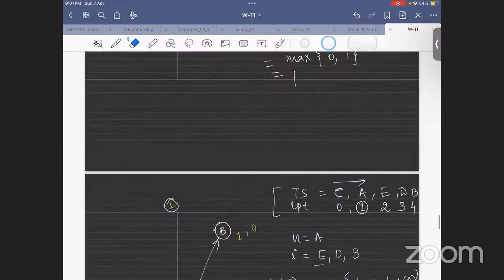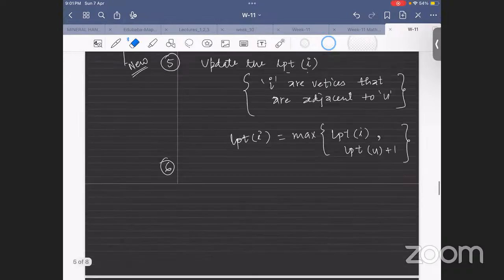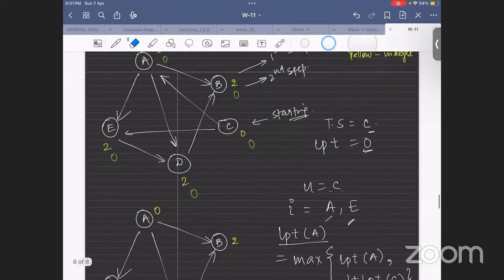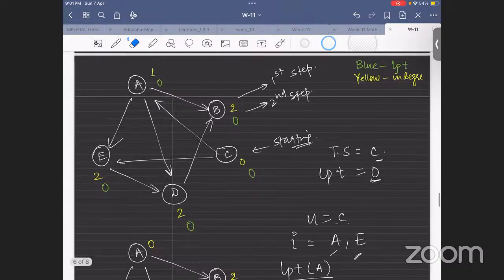So what I was saying is, are you clear with the first starting steps and all? I'll repeat everything again, just make it a long story short. The first step is to calculate the same thing that you were doing for the topological sorting. Calculate the in degree first of all.